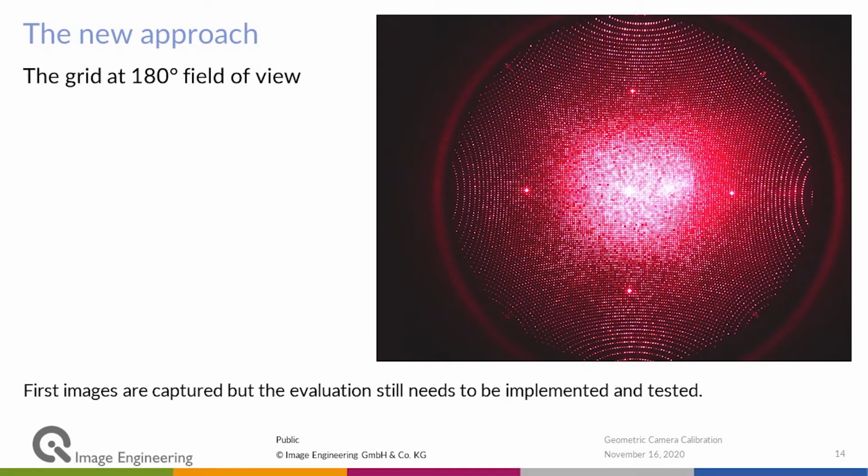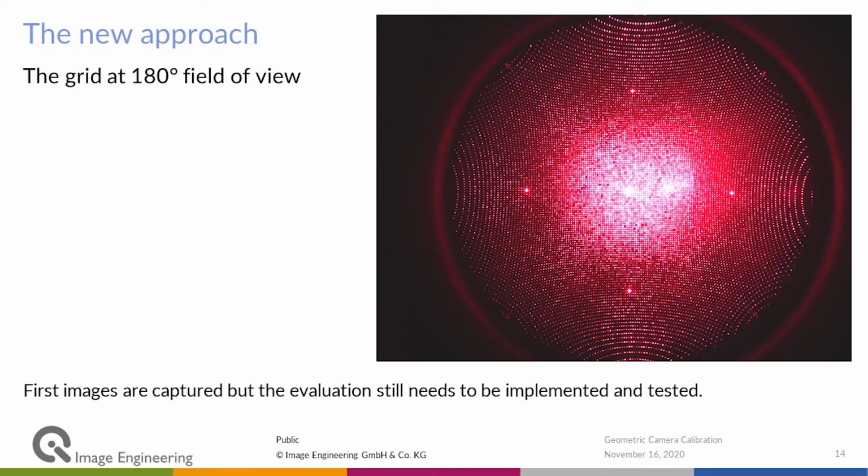And as mentioned, we already captured some images. This is, of course, an overexposed image in this case to make it more visible. This is actually captured with a camera that has a 180-degree field of view. And it looks like we can cover most of that field of view with our regular dot grid. And we'll see where we end up. So there's still some development going on in how far we can get to the outside of those large fields.